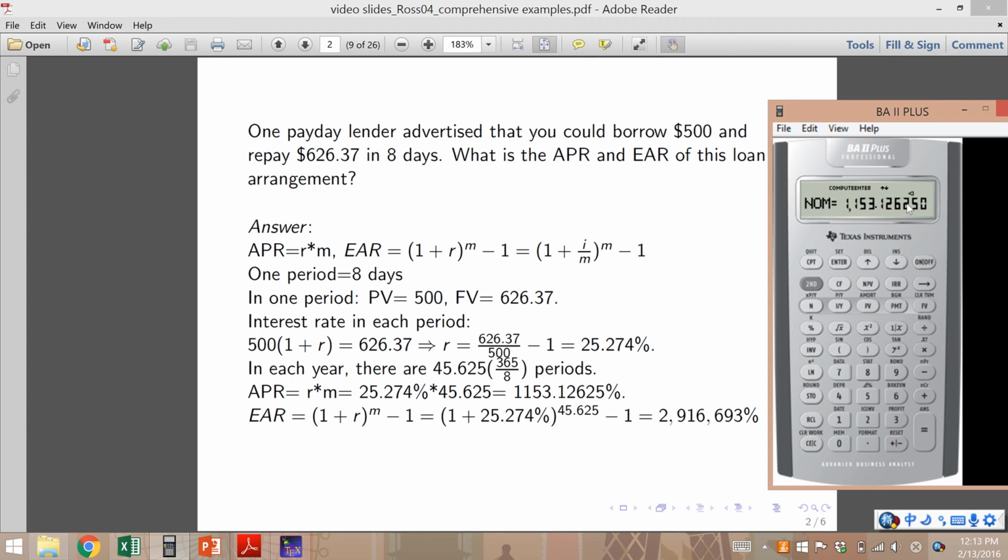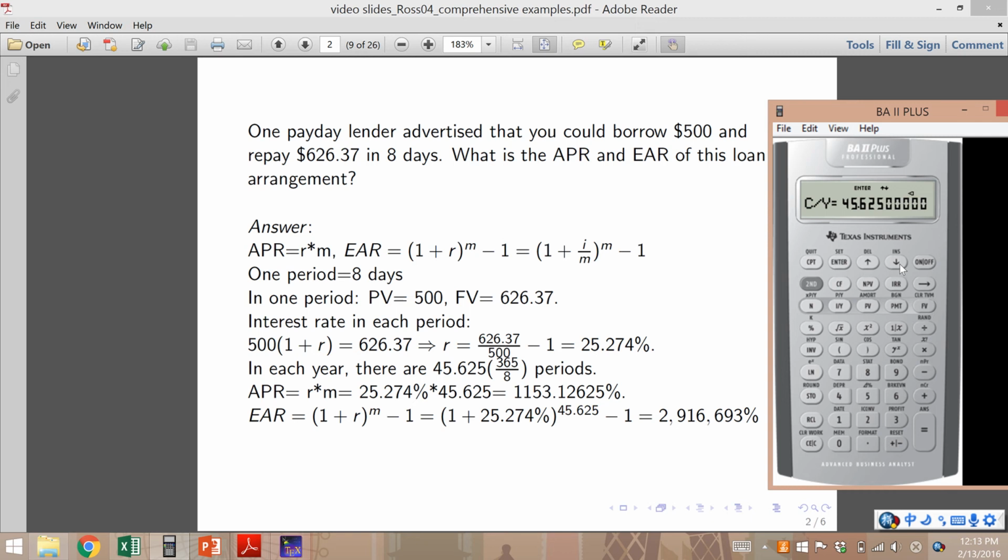Now remember here, we don't need to add the percent sign. The financial calculator adds it automatically, so we don't need to convert it. We go down, effective annual rate, we don't know yet. Compounding frequency is 45.625. Again, there's no equal sign. Then what you do is enter.